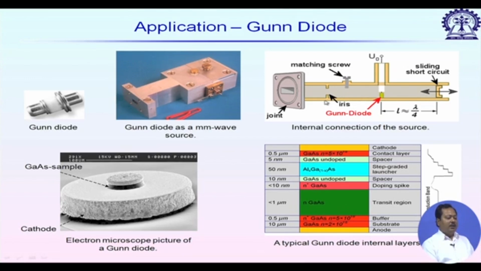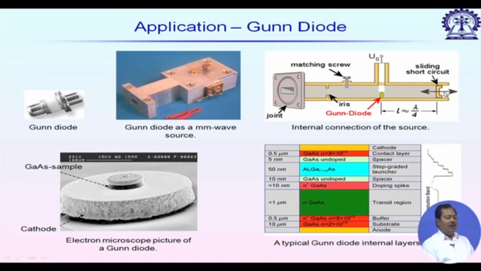So, you can see on the left hand side we have one iris. Basically, we have a shorting wall and a slot etched in that shorting wall, we call it iris, and the equivalent impedance looking from the gun is inductive. On the right hand side we have a sliding short circuit. Then the resonance frequency is determined by the cavity length from this iris to this short circuit plane.